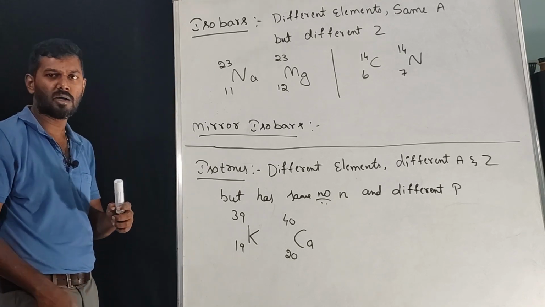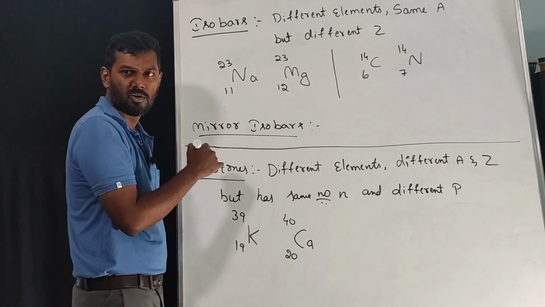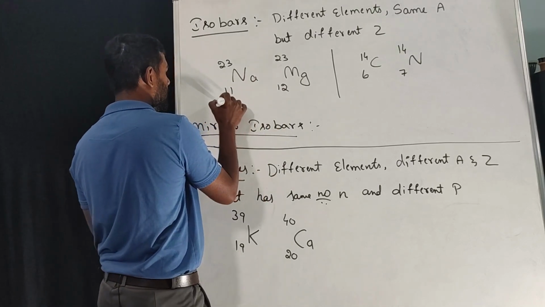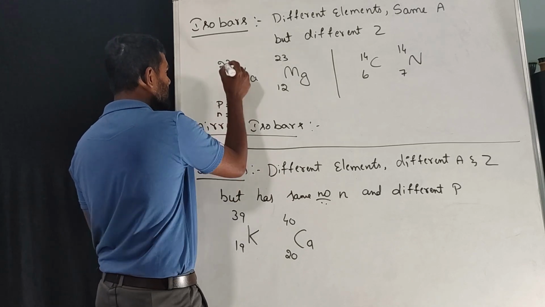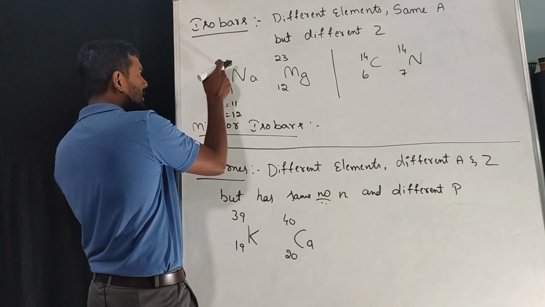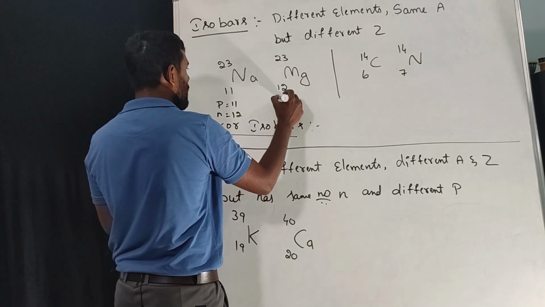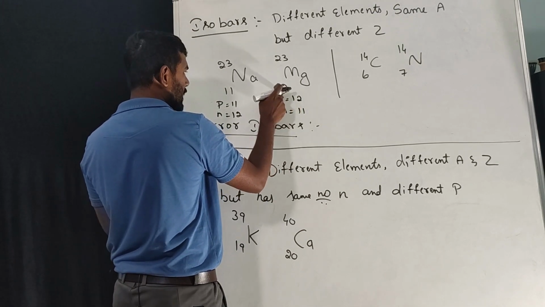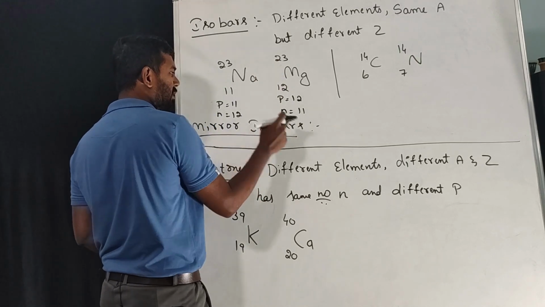In some isobars, you will take an example of this one only. Number of protons here is 11 and neutrons is 12, correct? How to find the number of neutrons? This minus this will give the number of neutrons. Compare this one here. P is equal to 12, N is equal to 11, correct? 12 is the number of protons, and this minus this will give us the number of neutrons.